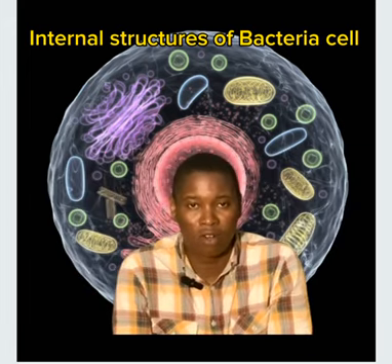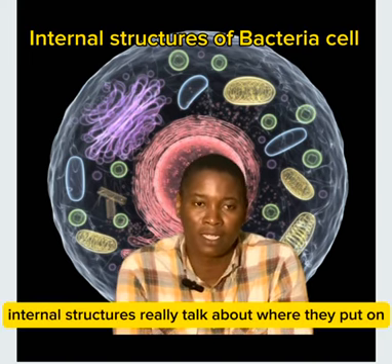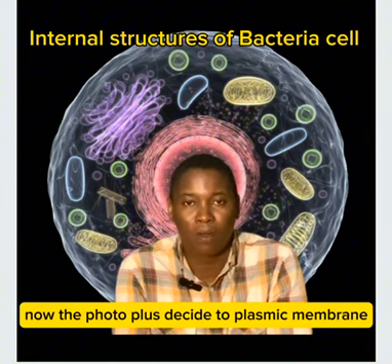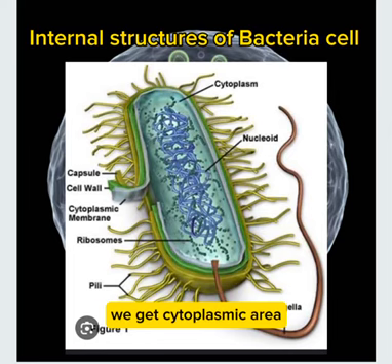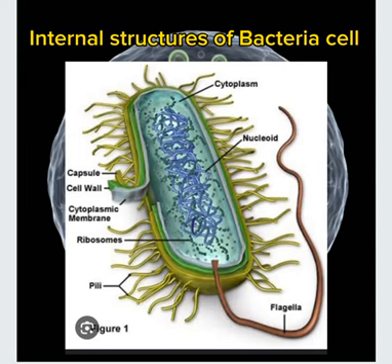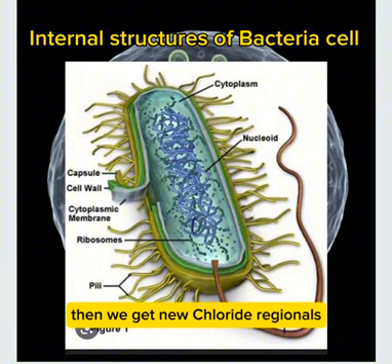So let me just do a quick recap. The internal structures we have talked about that are important are the protoplast, the cytoplasmic membrane, and the cytoplasm itself, which has areas that we divide into the granular area, the liquid portion, and the chromatin area. Then we have the nucleoid region of the cell. We also talked about spores: endospores and exospores.